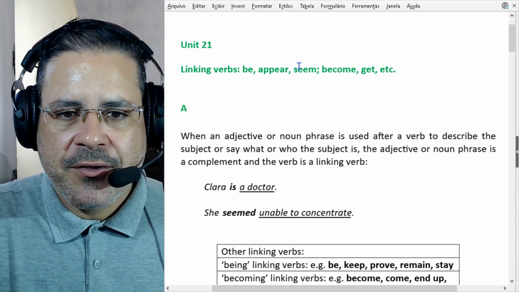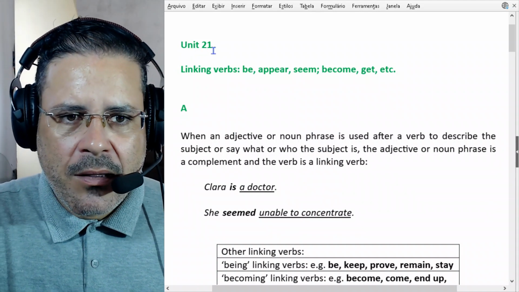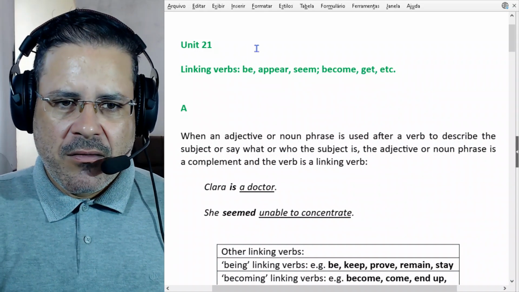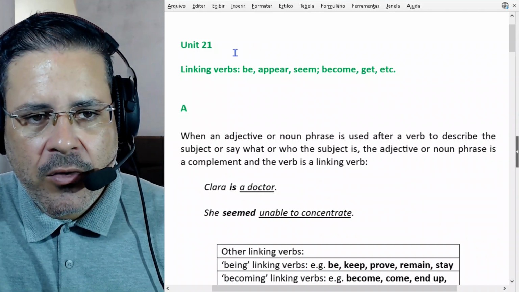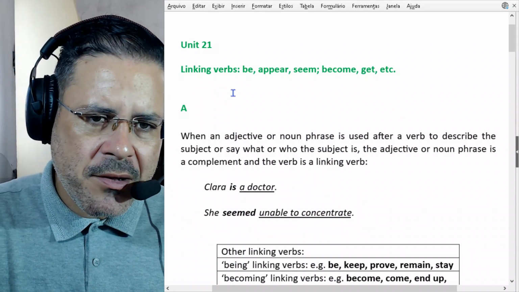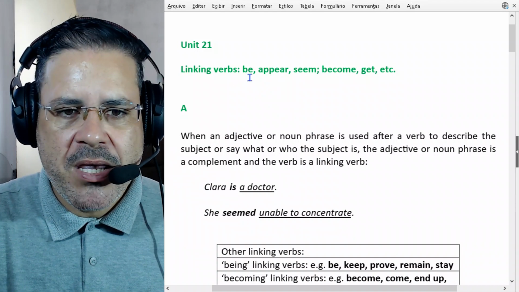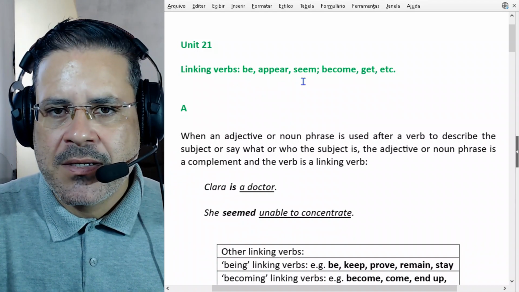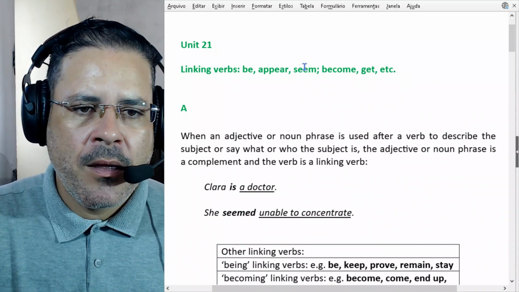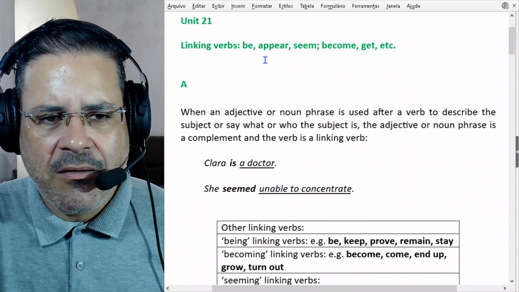Okay, without any further ado, let's go through that unit. This is Unit 21. Actually, it's the beginning of a new subsection, but it's in chronological order anyway. In that unit we're talking about linking verbs. What are the linking verbs? In that lesson, we're considering the verbs be, appear, seem, become, get, etc. Okay, moving on. Onwards and upwards with our lovely grammar.